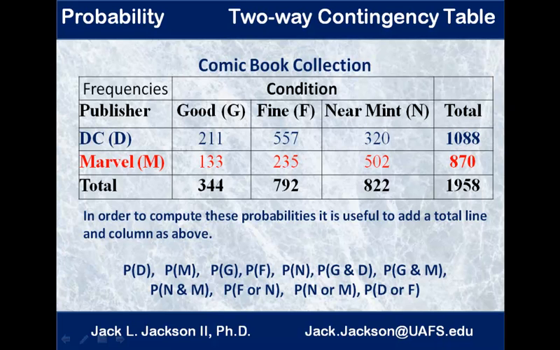Well, we're back. One of the things that you probably had to do whenever you were figuring these out was to compute totals. And here we see that we can add up the total across each row to find the total number of DC comics, 1,088, and the total number of Marvel comics, 870. And then the total down each column to find the total number of good, fine, and near mint. So for example, the 211 represents the number that are both good and DC. But if you add up all three of the numbers, 211 plus 557 plus 320, you get 1088, which is the total DC.